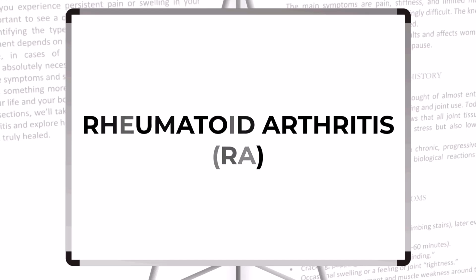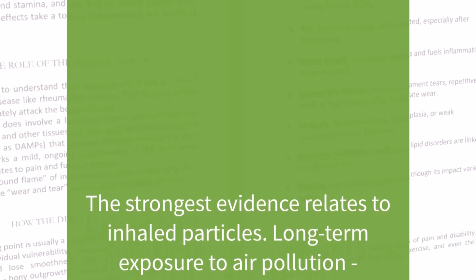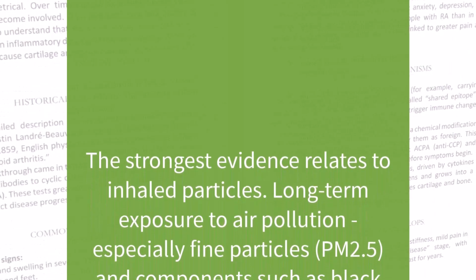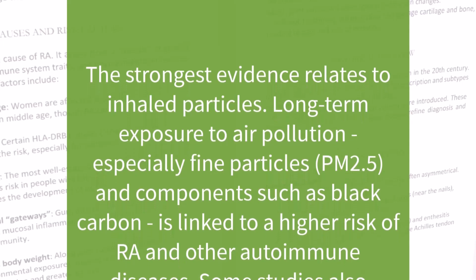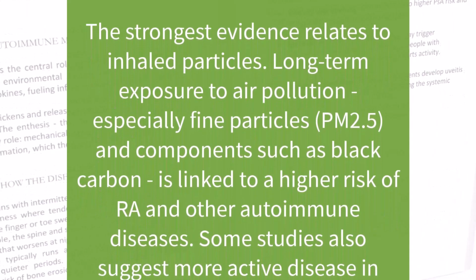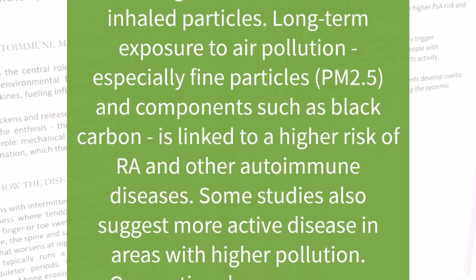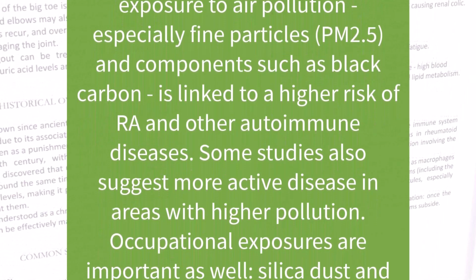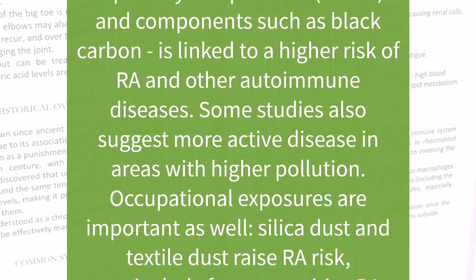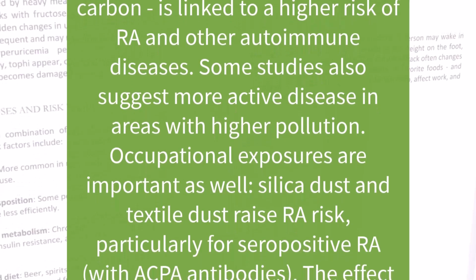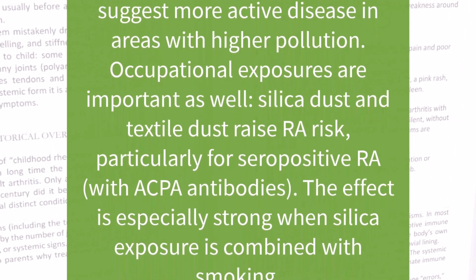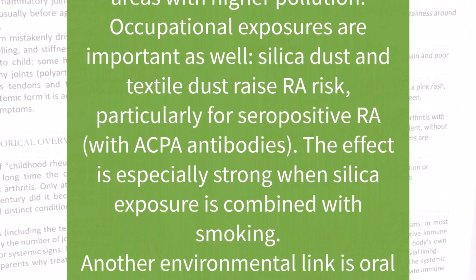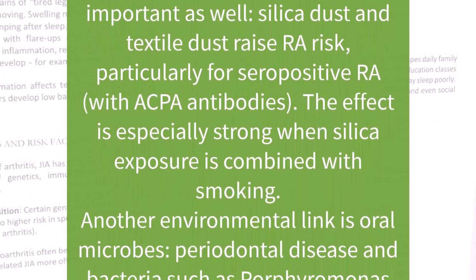Rheumatoid arthritis, RA. The strongest evidence relates to inhaled particles. Long-term exposure to air pollution, especially fine particles, PM 2.5, and components such as black carbon, is linked to a higher risk of RA and other autoimmune diseases. Some studies also suggest more active disease in areas with higher pollution. Occupational exposures are important as well. Silica dust and textile dust raise RA risk, particularly for seropositive RA with ACPA antibodies. The effect is especially strong when silica exposure is combined with smoking.